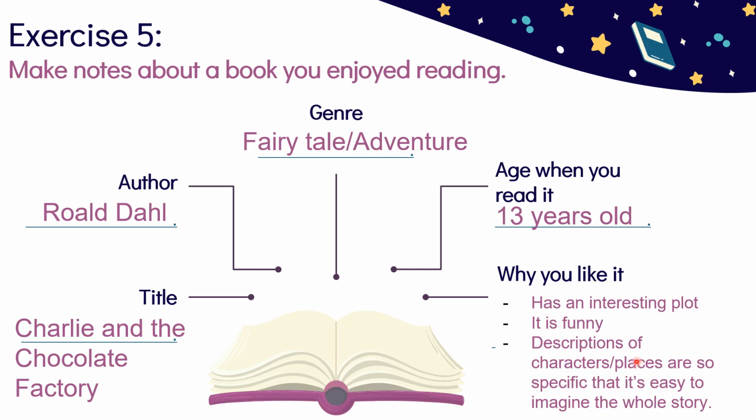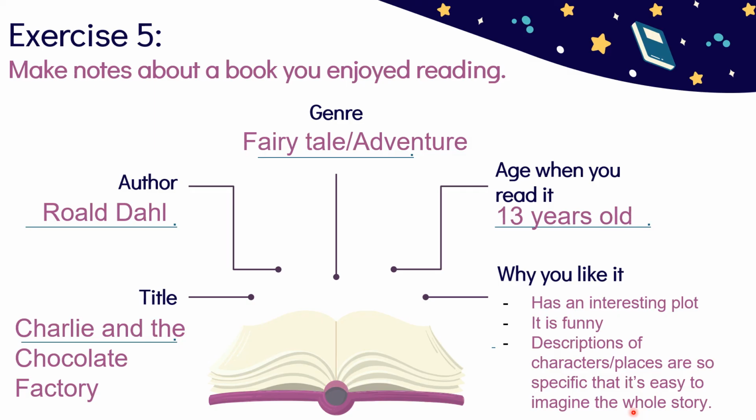And third, descriptions of characters or places are so specific that it's easy to imagine the whole story. Descriptions means explanation or elaboration, penerangan mengenai watak dan tempat-tempat in the book are so specific. Dia sangat spesifik. Dia explain satu-satu. Okay, it's easy to imagine the whole story. So when I read it, I can just imagine, oh, what kind of house does Charlie live in? What kind of boat do they ride on in the factory?